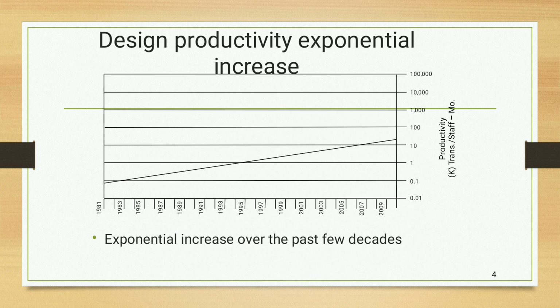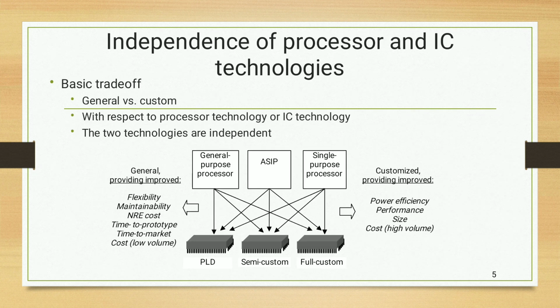How design productivity exponentially increased over the past few decades. Here is the comparison between 1981 and 2009, how it increased over the past few decades, shown in this graph. The two technologies, that is processor and IC technology, are independent.